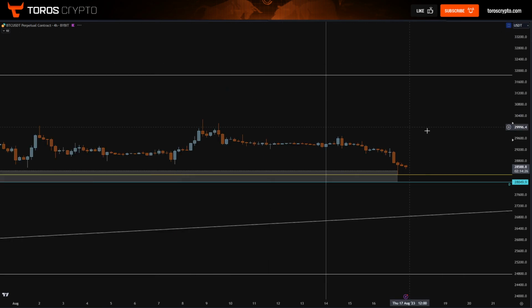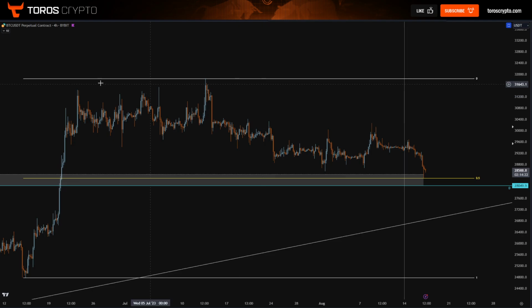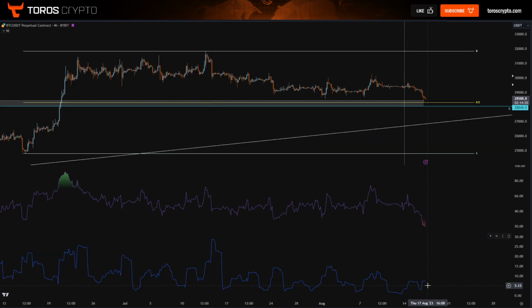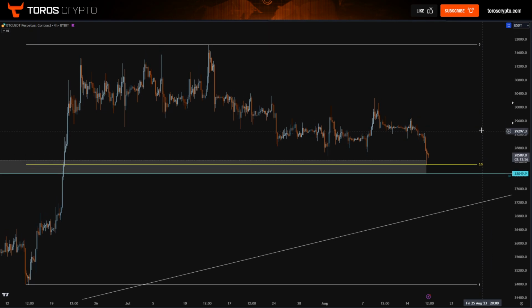If we go down onto the 4-hour, we can see volatility has started to pick up. We're also oversold on the 4-hour RSI. We did have the potential for this to be making some hidden divergences yesterday. That was the first time we'd seen this for quite some time. But eventually breaking down, this continued market structure all the way down and finally coming into that 0.5 and the support that we've been talking about for ages.